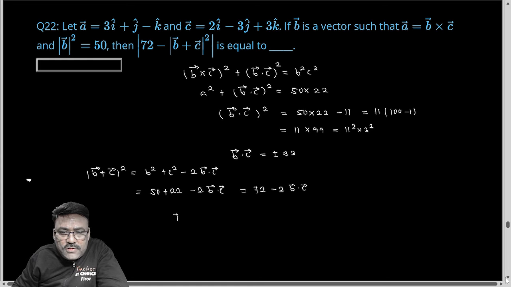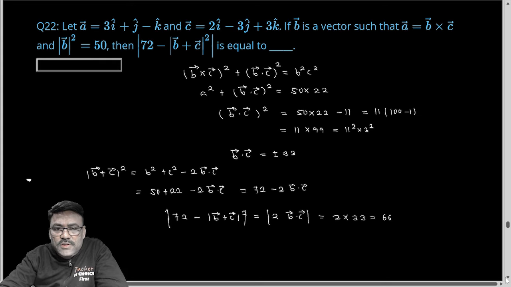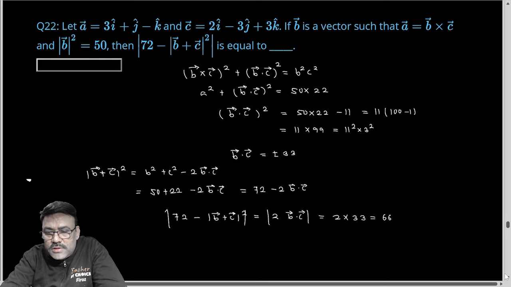Hence I can say B plus C whole square is 72 minus 2B dot C. If I take the mod value, mod 2B dot C, it is 2, and B dot C is plus minus 33. So mod B dot C will be 33, hence it is 66. So 66 should be the correct answer here.